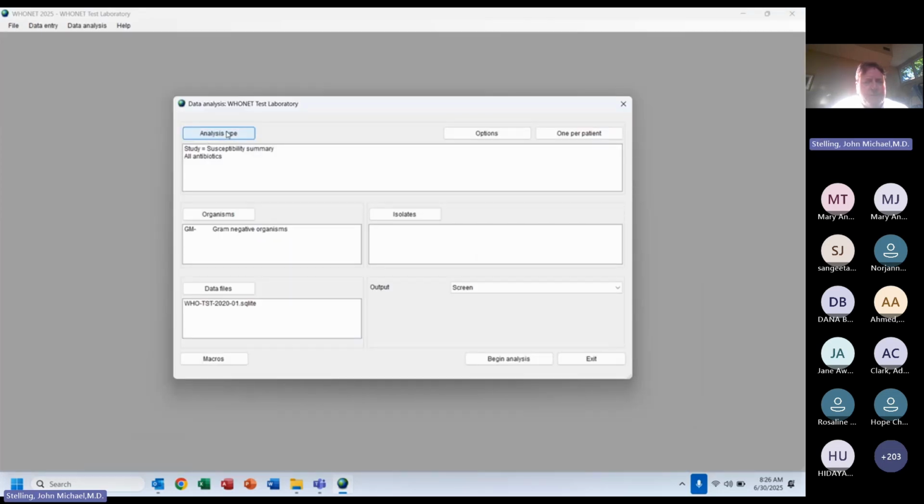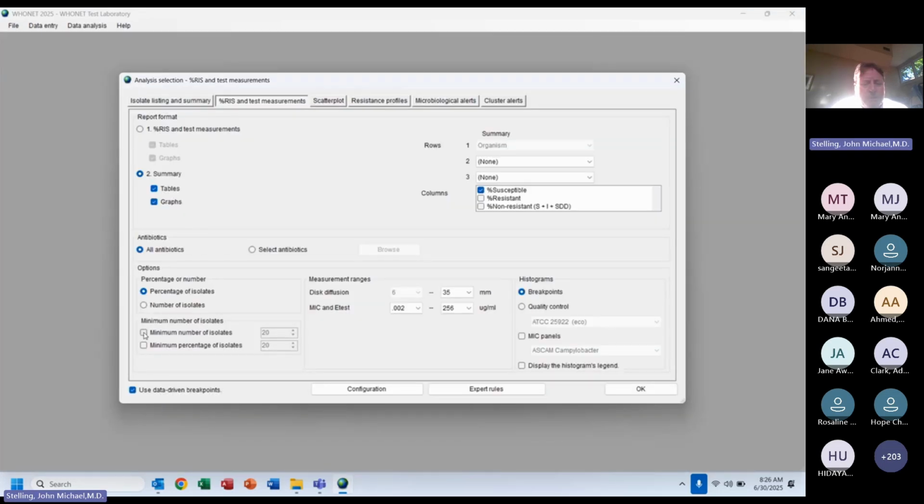and show you some of these features here. So here, this feature we introduced about 2 months ago. Please only show me if there are 20 isolates or more. Please only show me if it's at least 20% of the bacteria available.